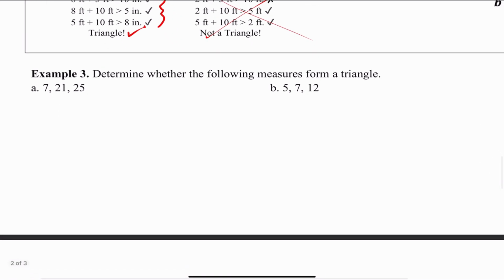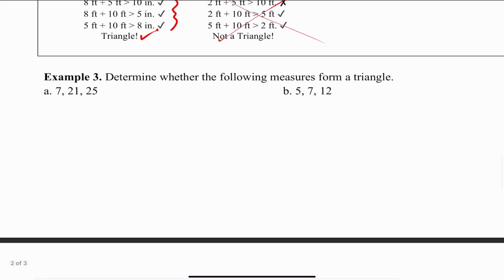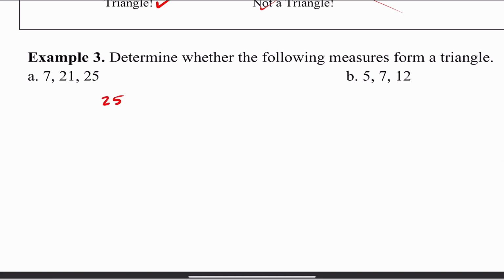Let's take a look at this example. Determine whether the following measures form a triangle. Okay, so it's basically what we did over here. I'm going to pick 25, that's my main character, and then 7 and 21 are the numbers that I did not pick originally. So I put 7 plus 21, compare that to 25. Is it less than or greater than? Well, 7 plus 21 is 26, so 26 is indeed greater than 25, so I can go ahead and check that. The next thing I'm going to do is pick 21. The numbers that I have not chosen were 7 and 25. If I do 7 plus 25, is that greater than 21?